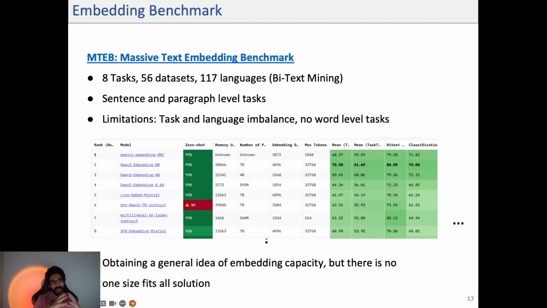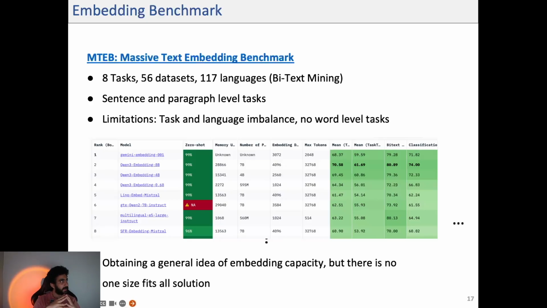If I were you, I would have been asking one question right now. How do we actually compare embedding models? And that's where the Massive Text Embedding Benchmark, or MTEB, comes in. It's a large-scale benchmark designed to test how well embedding models perform across different tasks. So it includes 8 different tasks, 56 datasets, 117 languages, so it's very broad. What it tests, it looks mostly at sentence and paragraph level tasks like classification, clustering, and retrieval.